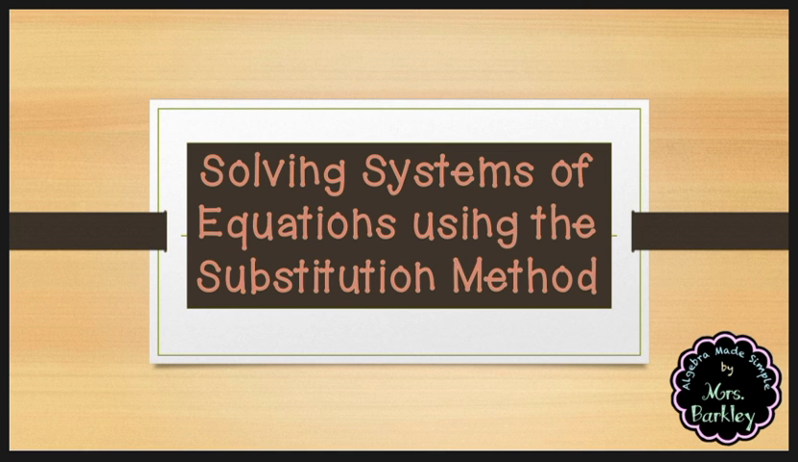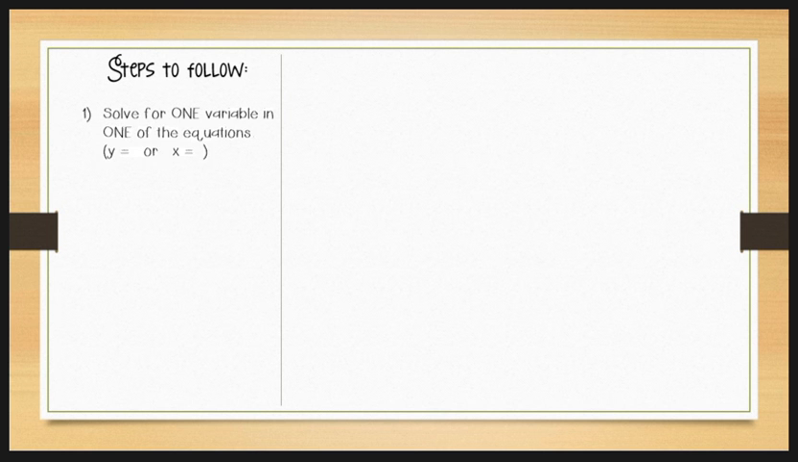In this lesson, we are solving systems of equations using the substitution method. Here are some steps to follow. Step 1, we need to solve for one variable in one of the equations. So in our system, we are going to have two equations.